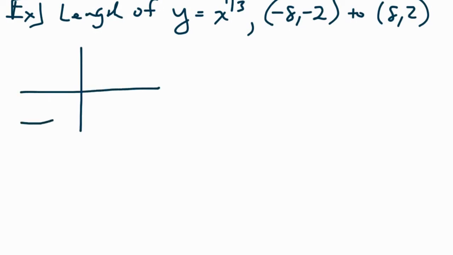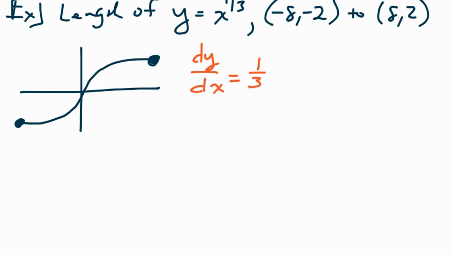Now, x to the 1/3 is actually two sides of a radical graph, and (-8, -2) and (8, 2) would be its endpoints. It doesn't look like there's any funny business with this graph, so why don't we proceed with the derivative? And the derivative of x to the 1/3 is just a nice little bring the exponent down and subtract from the exponent.